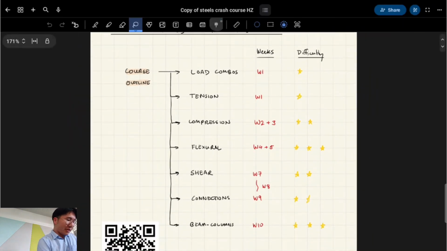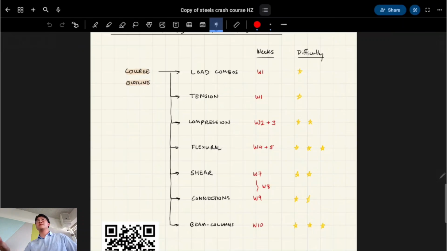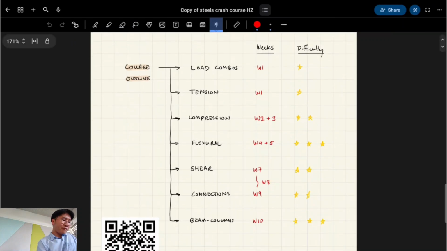And load combos are not specific to steels, right? So you're gonna learn load combos, and you're gonna forget them, and then next term you'll do concrete, and you'll have to do them again, and then you just have to keep doing them again and again, if you keep deciding to do professional electives, which have structural professional electives. Anyway, this one's a good topic to really wrap your head around because it comes up again and again.